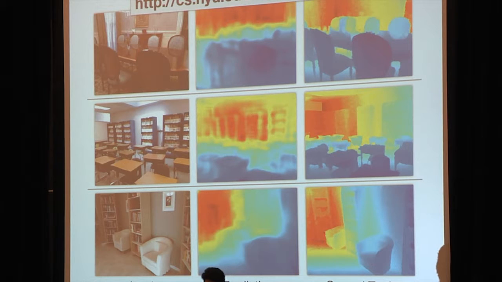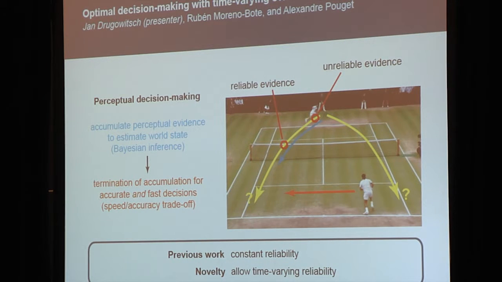Next, we'll have Jan Drugowitsch, who's going to talk about optimal decision-making with time-varying evidence reliability. Thanks. So this is joint work with Moreno-Bote and Alexandre Pouget. Our work investigates the question of optimality in perceptual decision-making under increasingly realistic scenarios.